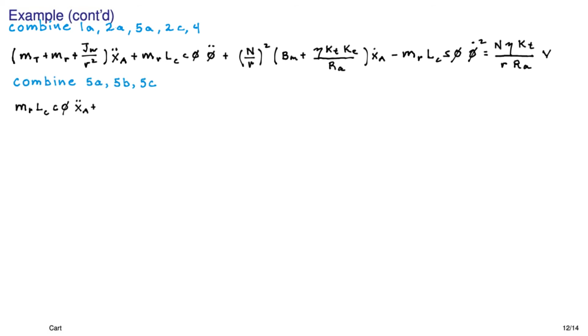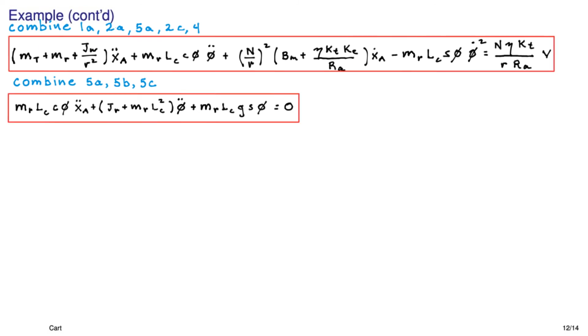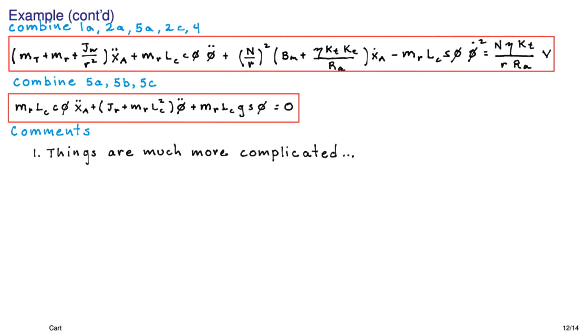Now we can also combine all the rod equations, and we get this for the rotation of the rod. And so finally we end up with two rather interesting differential equations to model the cart with the motor and the rod. A couple comments about these equations. Things got a whole lot more complicated. You'll notice in that first equation, it isn't all just XA. There are some phi double dots and phi dots running around. And the same thing in the second boxed equation, we have a combination of phi double dots and XA double dots.